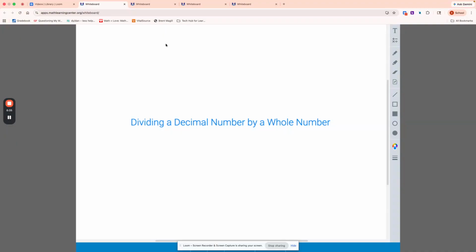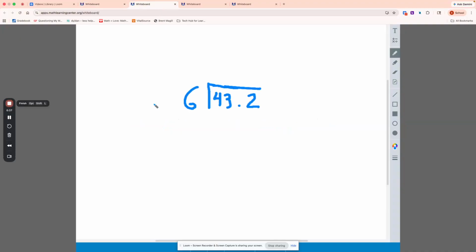All right, so here is the first problem. We're going to go ahead and start dividing. Now, when I divide a decimal number by a whole number, I try to consider the decimal at the end. So I treat it like it's a whole number. So we're going to treat it like it's 432. Okay, so the first number is 4 hundreds, we'll say, without the decimal.